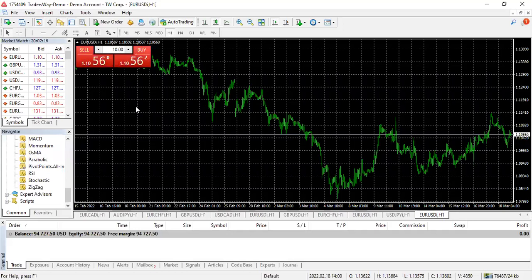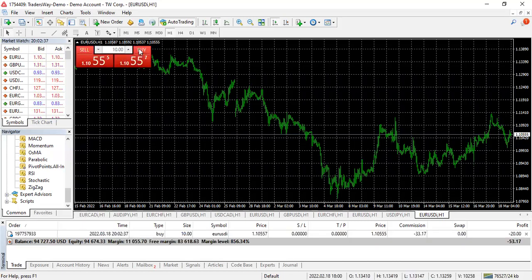So in further explanation, what spread is all about. Spread is the difference between bid, which is the sell price, and ask, which is the buy price of a currency pair. Some brokers actually, okay, let me open a trade to show you.